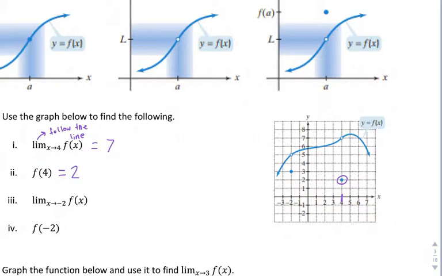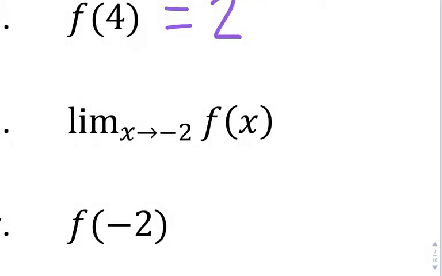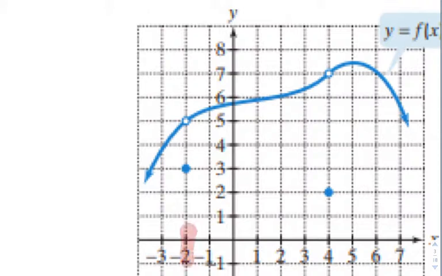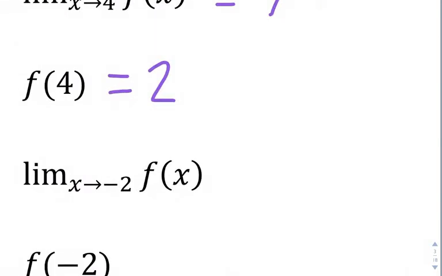So when it says limit, you follow the line. When it says f of a number, that's when you look for a closed circle. So let's try this again. It says limit as x approaches -2 of f of x. So again, I'm looking at -2, and I'm following the line. So as I'm getting closer and closer to -2, I notice that my y value is 5. Therefore, my limit as x approaches negative 2 is 5.